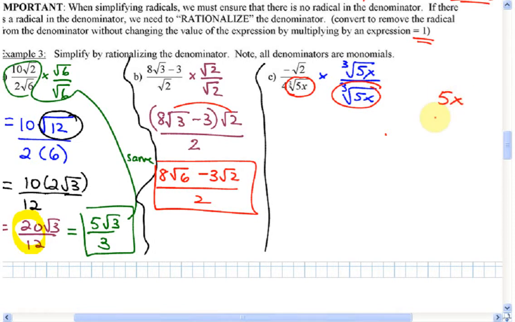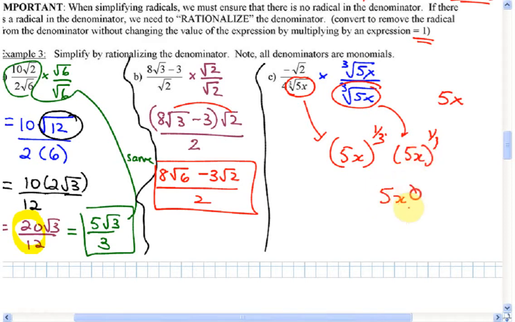No. What does this actually become? Don't write this down, just watch. If I wrote this as an exponent, that'd be the power of 1/3. Agree? Well, what's this one over here? That's also to the exponent of 1/3. Well, what do you do when the bases are the same? You add the exponents, so you get 5x to the power of 2/3. Well, 2/3 is not 1, so you still have a root here. That's bad.